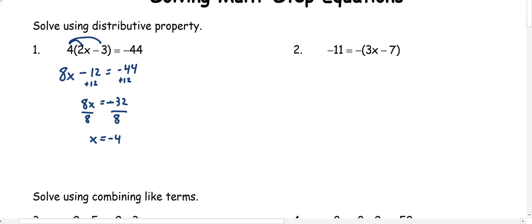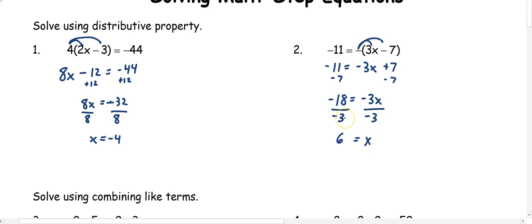In number 11, when we're distributing, there's a negative sign touching the parentheses, so we're going to distribute a negative 1. So all that's going to do is switch the signs of what's in the parentheses. So now we have negative 3x plus 7. So in order to solve, first we need to add or subtract something away from the x, so we're going to subtract 7 on both sides. Negative 18 equals negative 3x. Then we can divide by negative 3, so x equals 6.